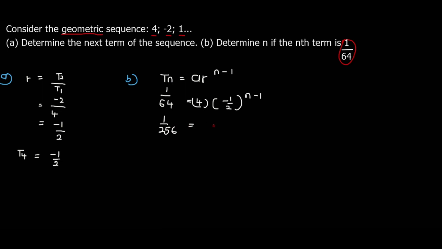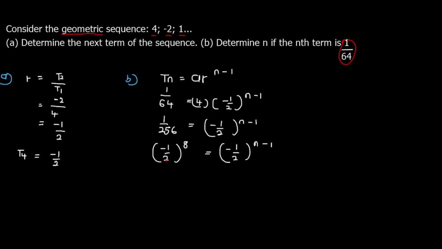So we get 1/256, which is equal to (-1/2) to the exponent n minus 1. Because this is an exponent, we can change 1/256 into something with base half so we can equate the exponents. So 1/256 is (-1/2) to the power 8, which is equal to (-1/2) to the power n minus 1.